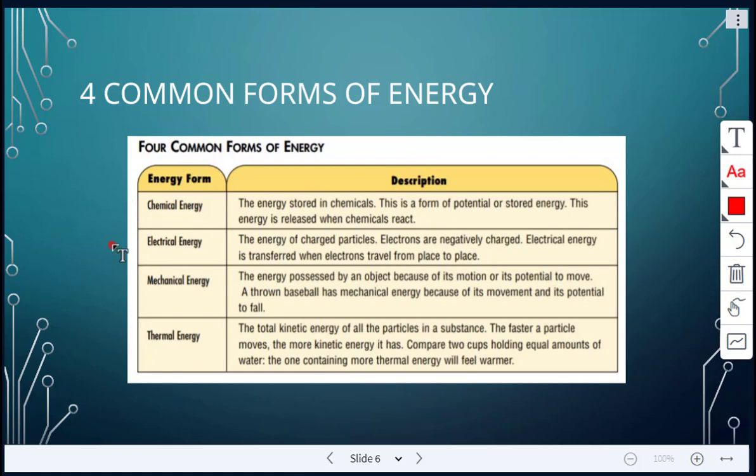Electrical energy, that's the energy of charged particles. So electrons, those are negatively charged. So electrical energy is transferred when electrons travel from place to place. Mechanical energy is based on motion or its potential to move. So for example, if you throw a baseball, that would have mechanical energy because of its movement and the potential to fall. And then thermal energy, that's the total kinetic energy of all the particles in a substance.